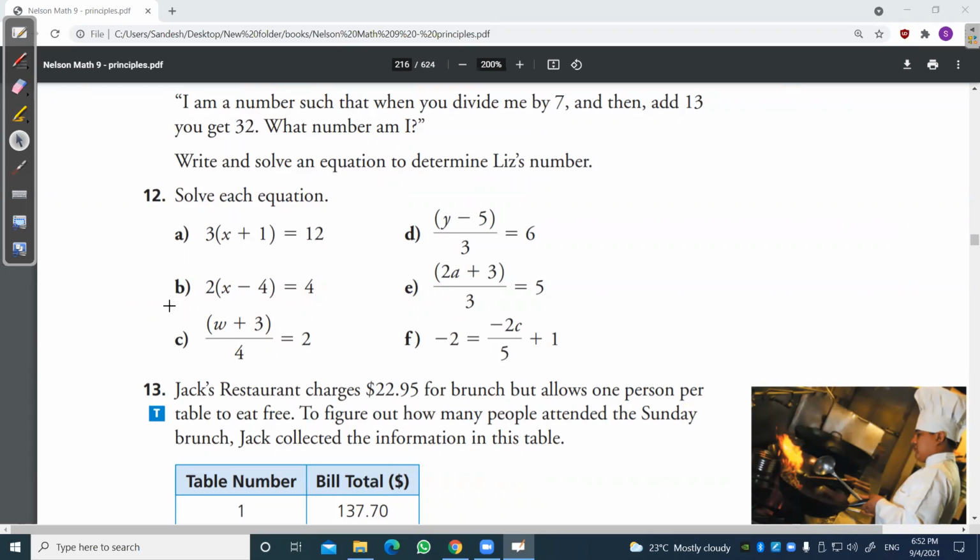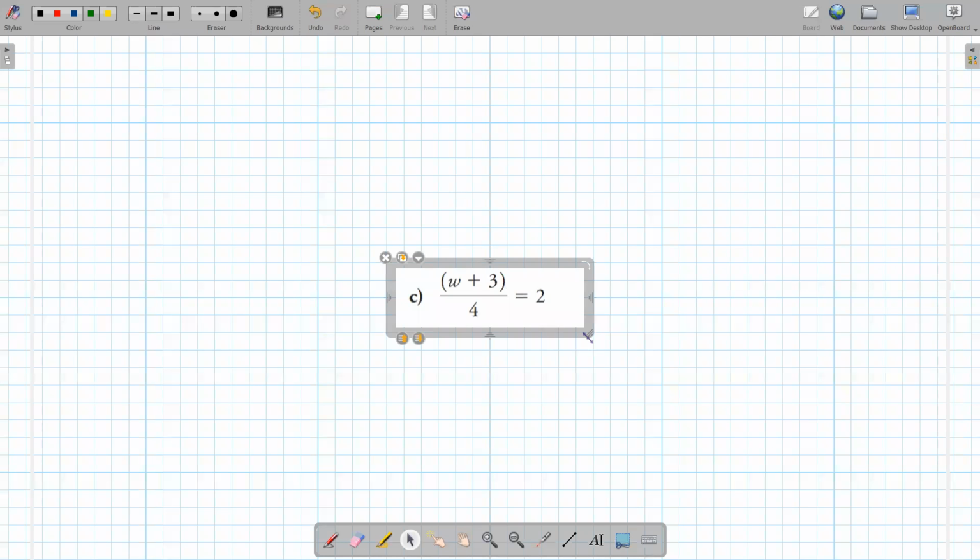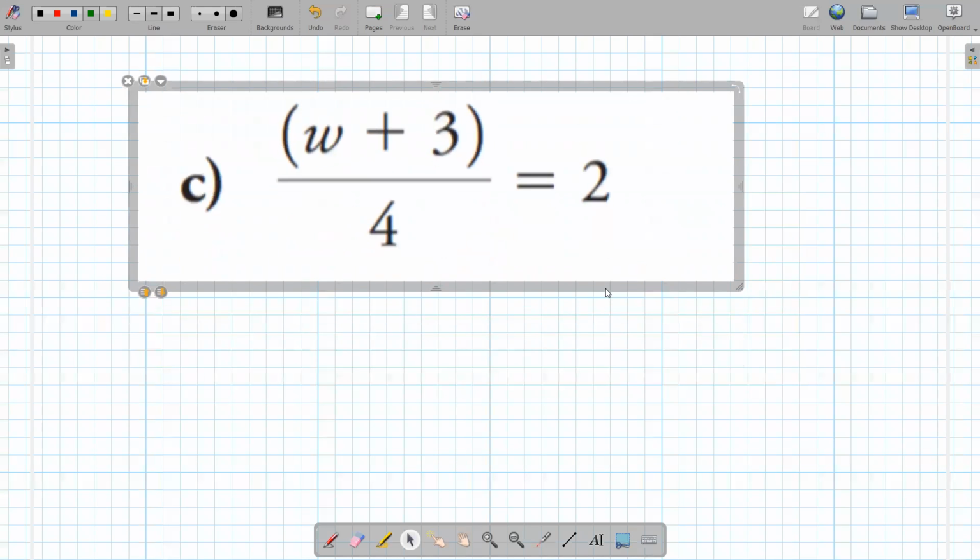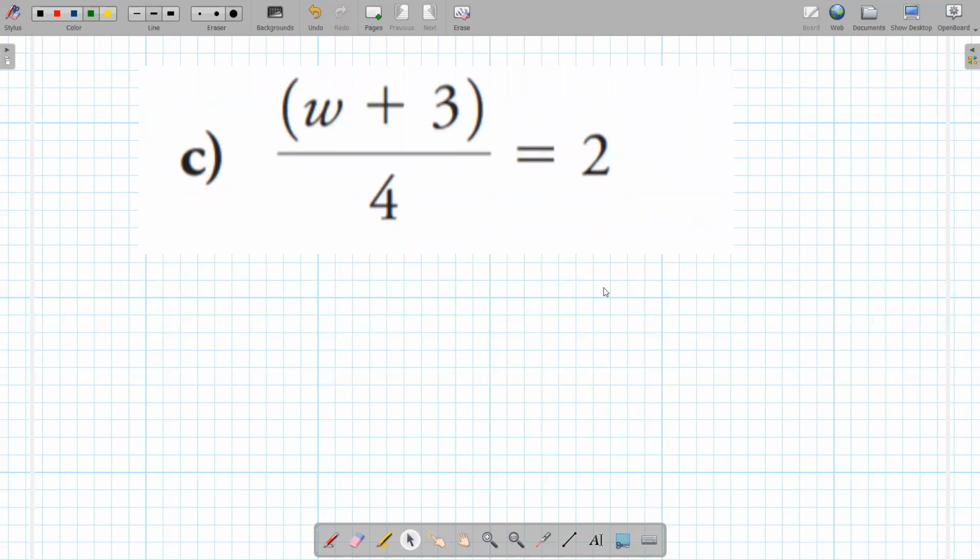Let's do a couple of these. Yes, we can just do one. This one. How do we solve for W? Again, the reverse order of operations works.